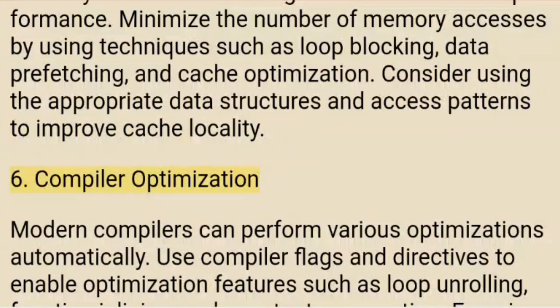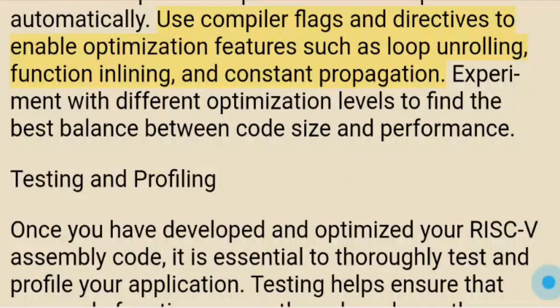6. Compiler optimization. Modern compilers can perform various optimizations automatically. Use compiler flags and directives to enable optimization features such as loop unrolling, function inlining, and constant propagation. Experiment with different optimization levels to find the best balance between code size and performance.